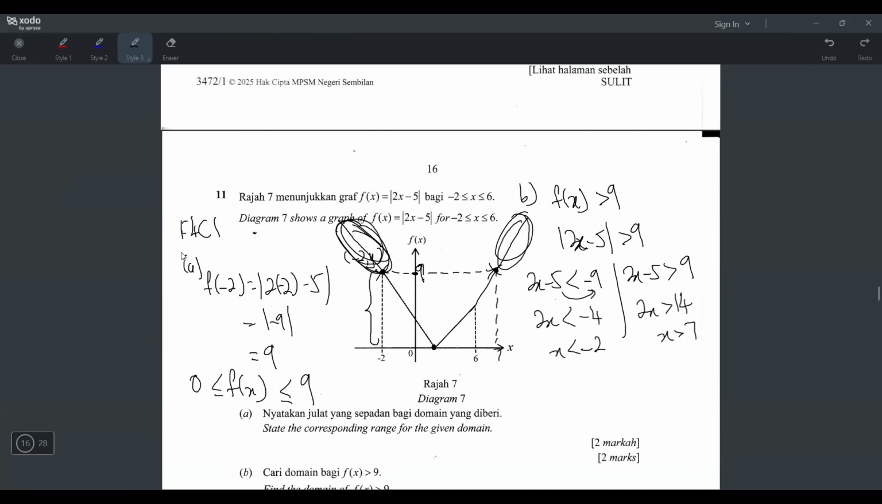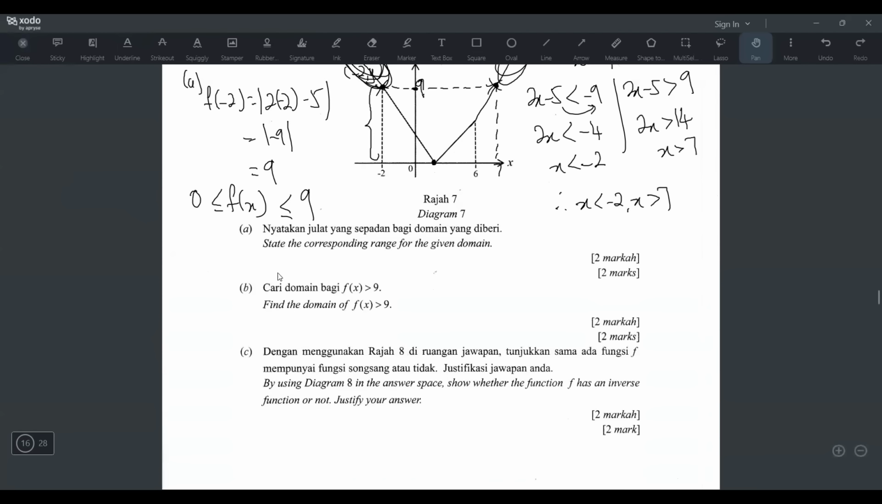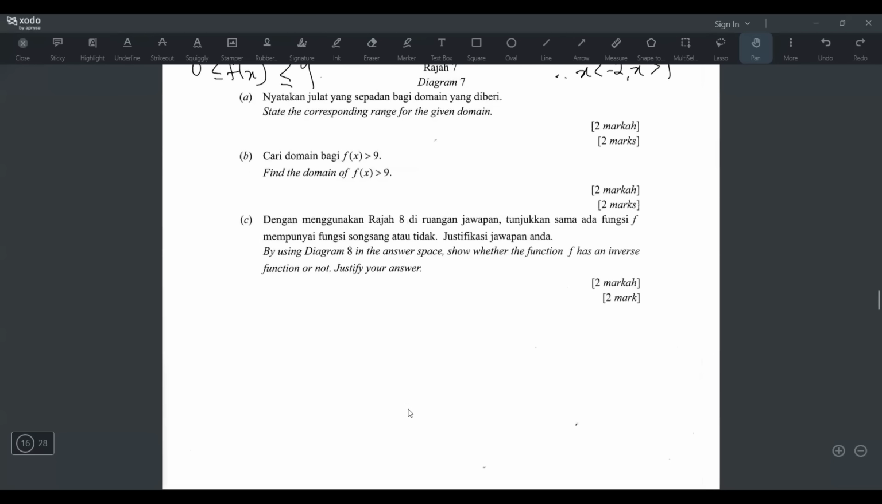Okay, so that would be the answer. So x smaller than -2, at the same time x bigger than 7. All right, now C. By using diagram 8 in the answer space, show whether the function f has an inverse or not. Justify your answer. All right, let's go to diagram 8.